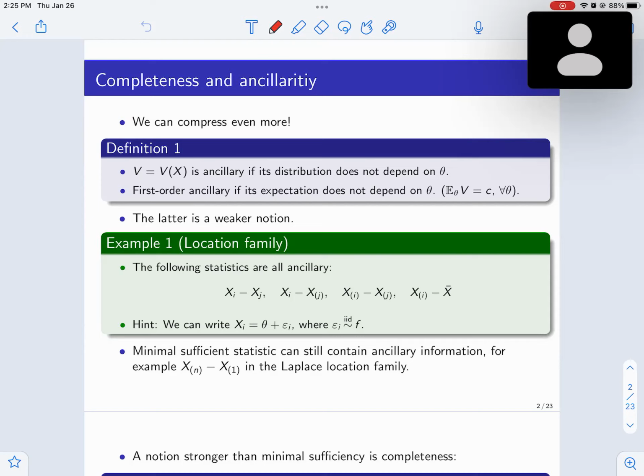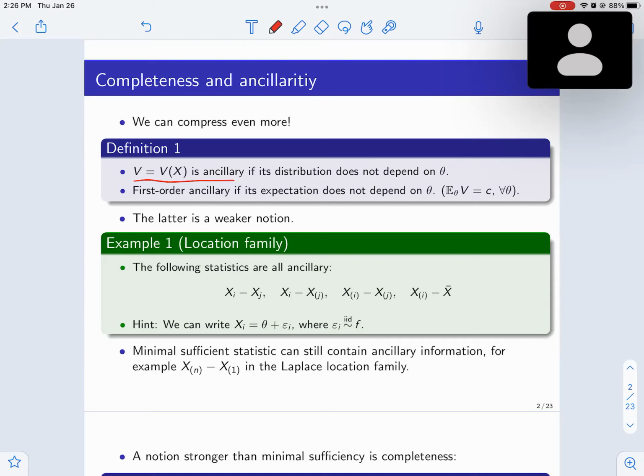It maximizes compression in the sense that we made precise that if I have another sufficient statistic, there has to be a function that maps it down to the minimal sufficient statistic. But there's something else going on. And so this is the idea of completeness. To get there, let's introduce the idea of ancillarity or an ancillary statistic. We have a statistic, and this is just a function of the data, hence the statistic. That's the definition. And it's called ancillary if the distribution does not depend on theta.